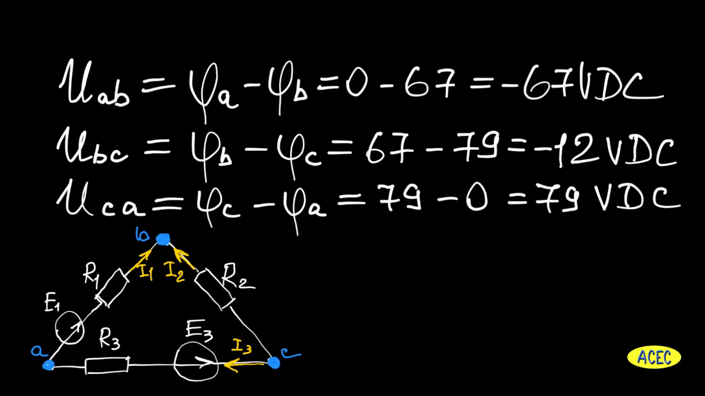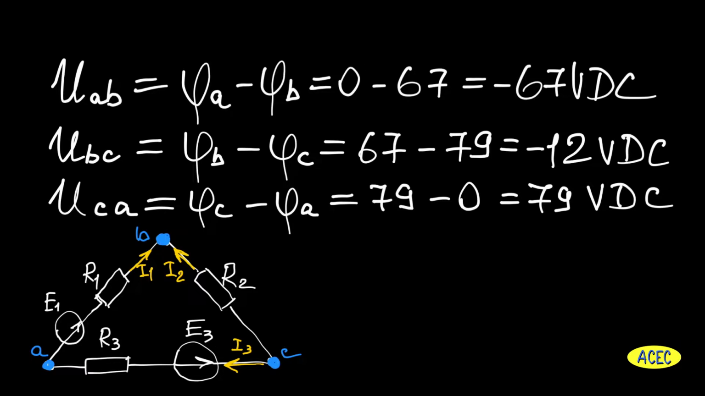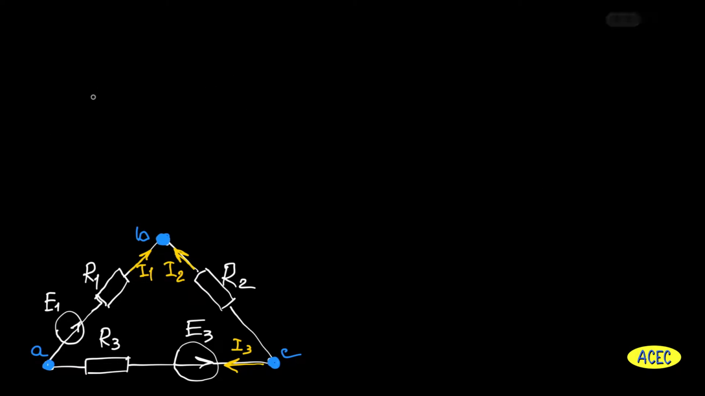We found voltages of all branches. So now let's find currents which go through respective branches. I hope you remember my video tutorial about Ohm's law and examples dedicated to this law. If you don't, please watch this video again.